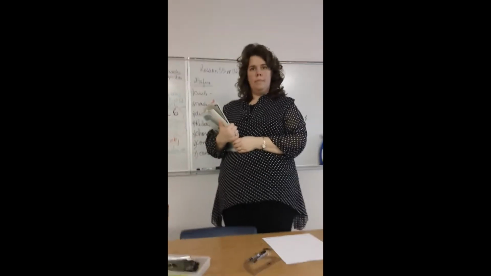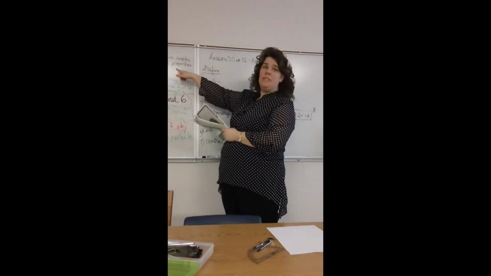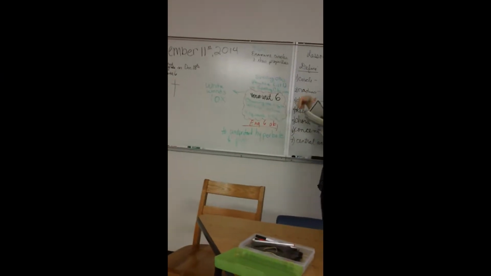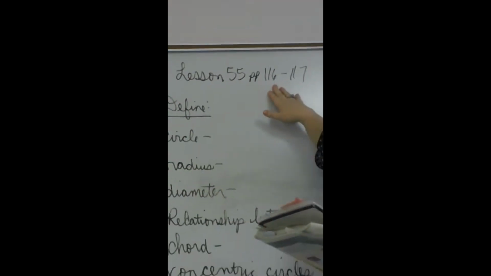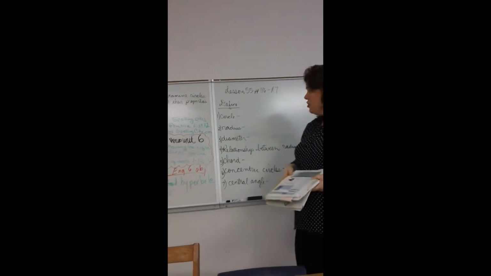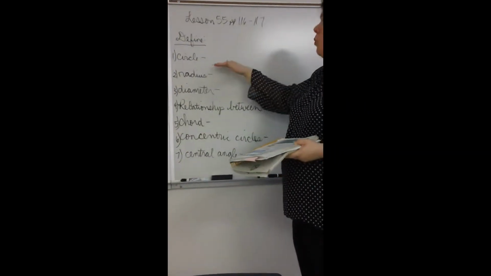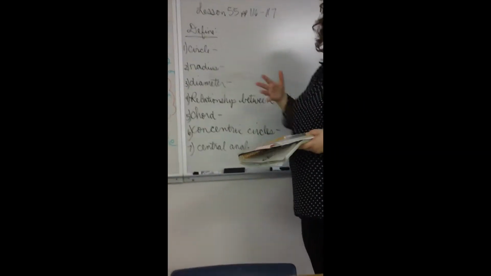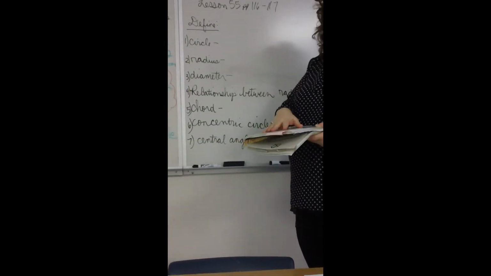All right, boys and girls, as you can see, our objective today is to be able to examine circles and their properties. Also, I want you to label your paper lesson 55, pages 116 through 117. When you turn your homework in tomorrow, I want to see these 7 things written down with their definitions. Now, I didn't write the definitions out, but they're right here on page 116 for you to copy right out of your book.